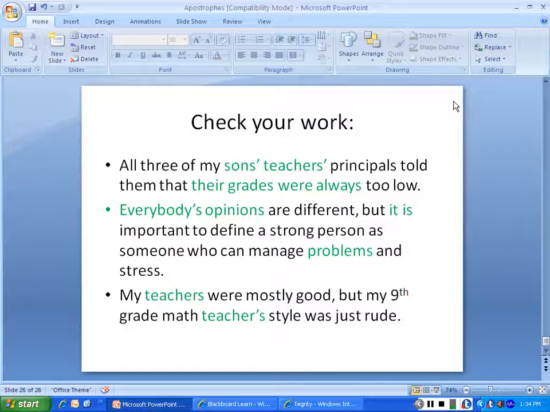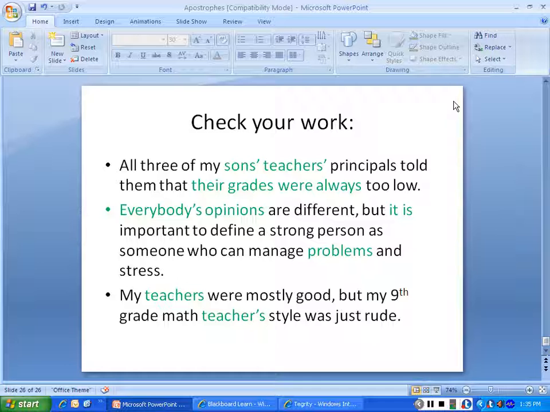Let's see if you were able to fix these correctly. All three of my son's teachers. These are both plural possessive. First we made them plural by adding s's, and then we made them possessive by adding apostrophes. Remember, first you make it plural, then you make it possessive. We've changed the pronoun they to their to indicate that it's a possessive pronoun. We've made grades plural and spelled always correctly. We've also matched was to were for our subject-verb agreement.